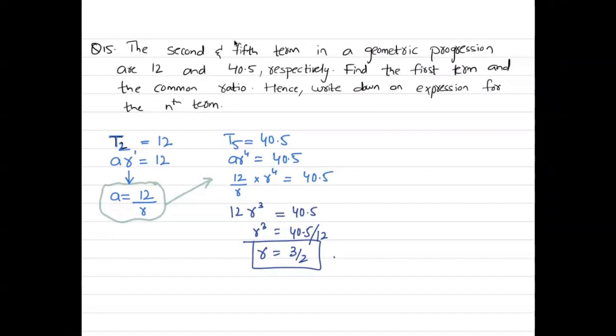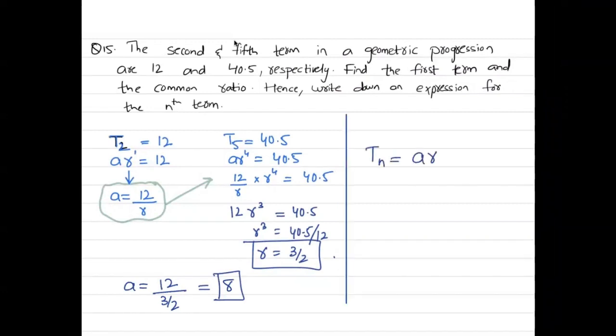If you know the value of r now, can you give me the value of a? a is 12 divided by 3 upon 2, which comes out to be 8. Okay. So for this geometric progression, we have the first term and the common ratio. Can we now come up with the nth term expression? ar to the power of n minus 1. The first term is 8. The common ratio is 3 upon 2, to the power of n minus 1.